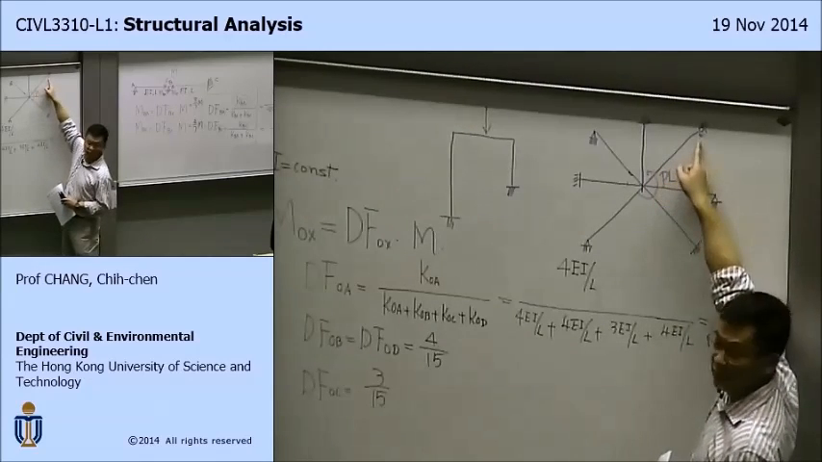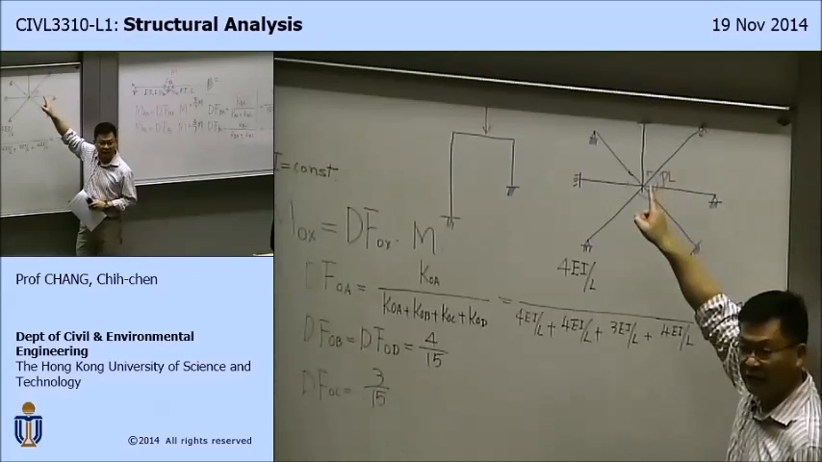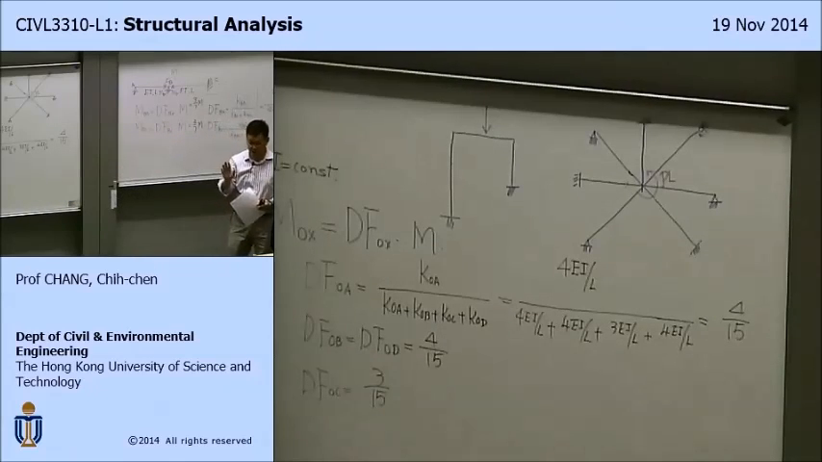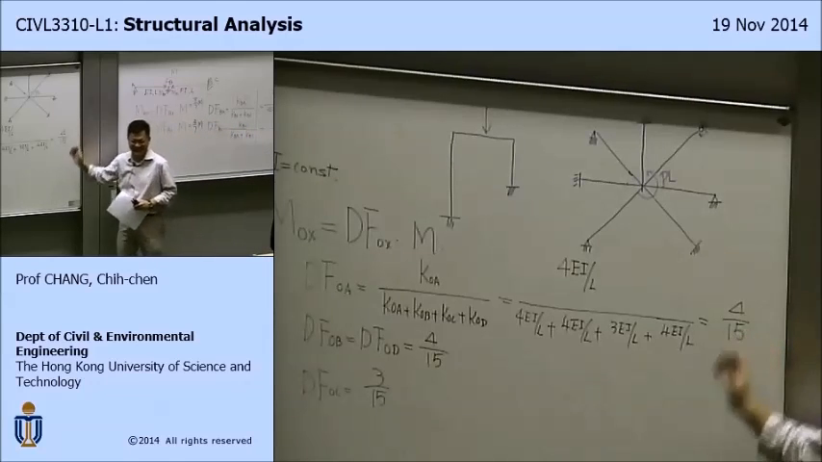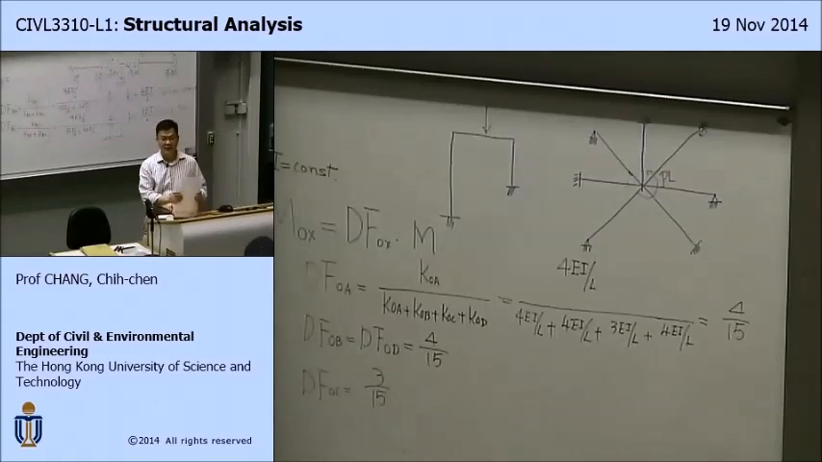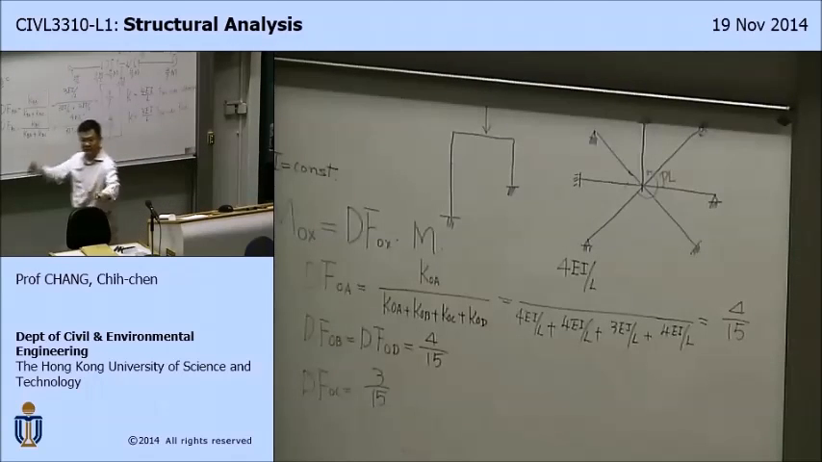So here's the question. This is a roller. So should it be given 3EI, 4EI? 3EI? All right. So, 3EI or 4EI? Zero, yes, precisely, zero.